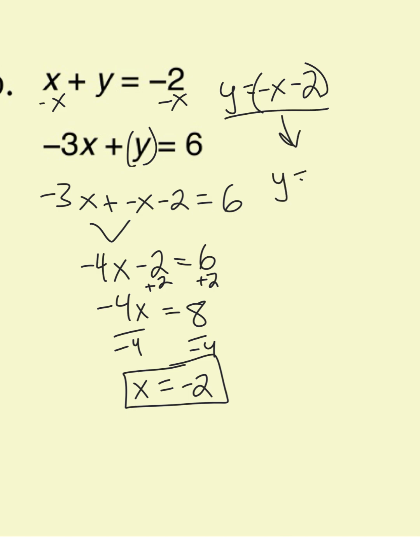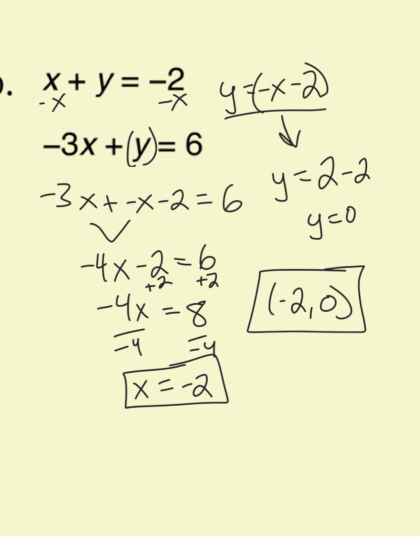So I have y equals, if it's negative x and I plug in negative 2, that means I have a negative negative, which cancels out. So it's now positive 2 minus 2, which is 0. So my ordered pair, my solution, is negative 2, comma 0.